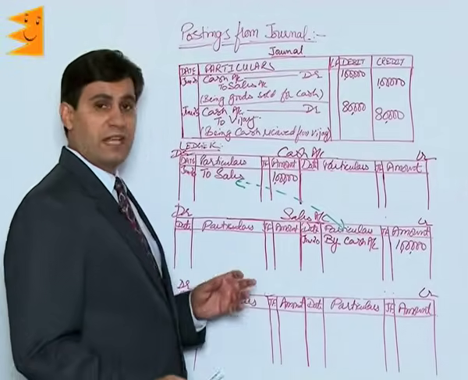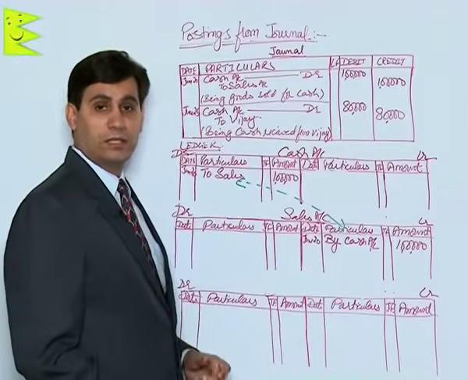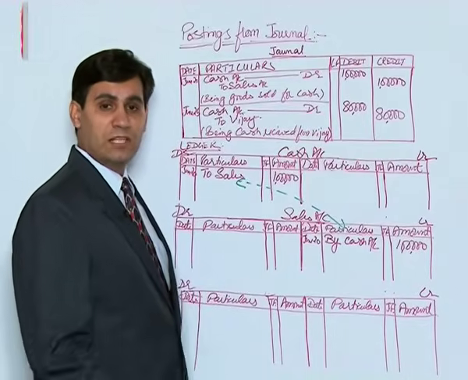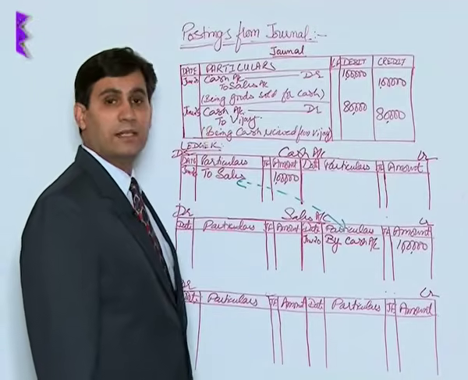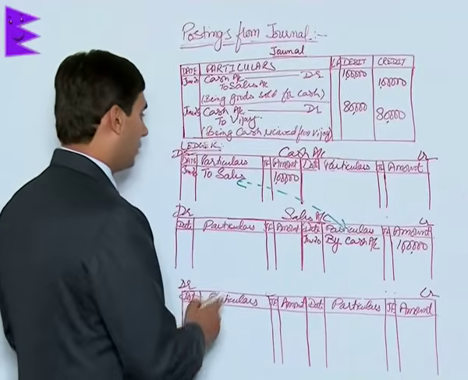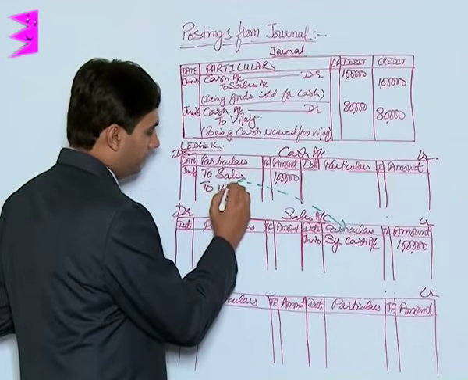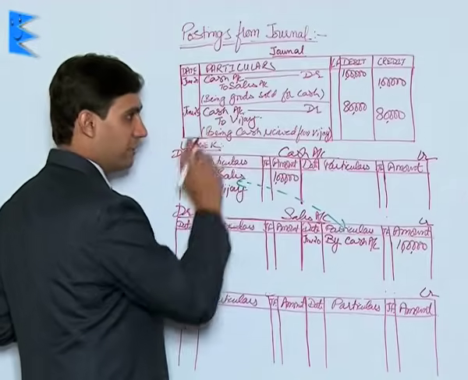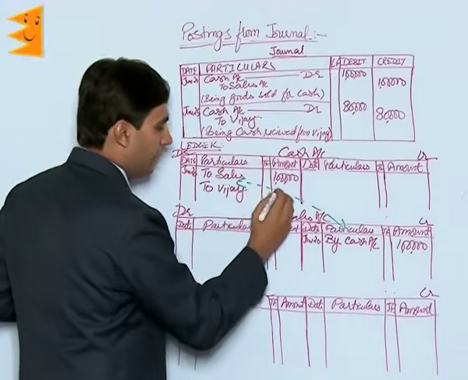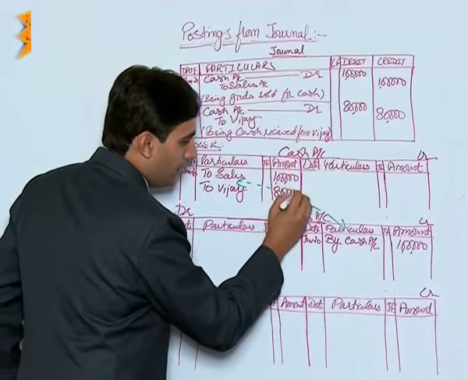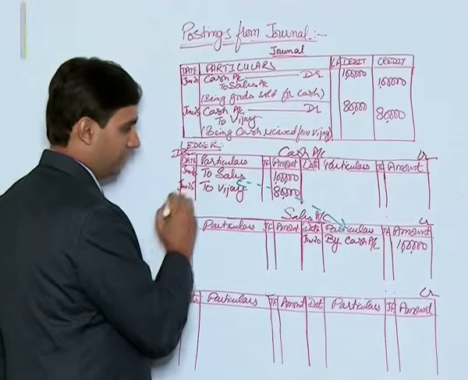Coming to the second transaction, the date is June 25th. Cash to Vijay. That means we have received cash from Vijay. In this entry, cash account is debited. So again, on the debit of cash account, we'll write to Vijay. Since the cash account was debited, the entry would be made on the debit side of cash account to Vijay 80,000 and date is June 25th.